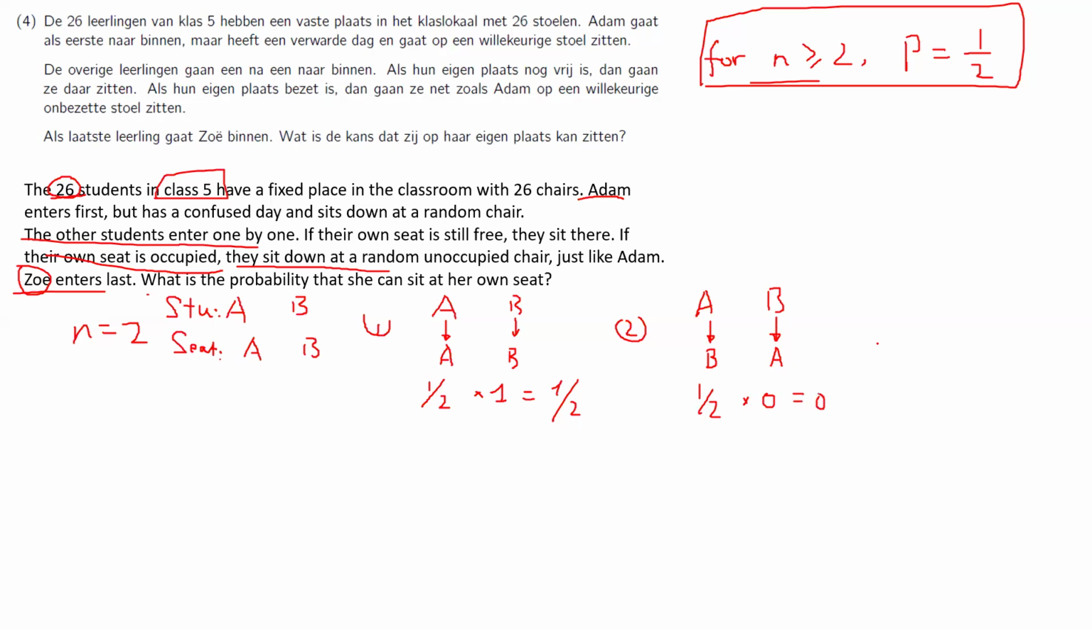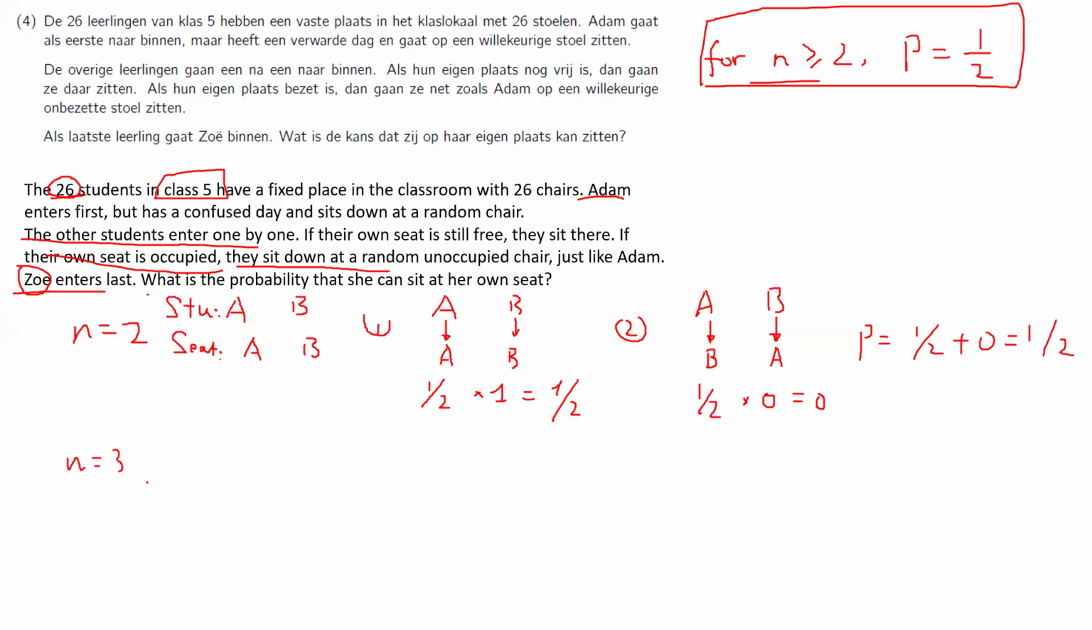So that will be 0. So in total, the P equals half plus 0, which is half. Yeah. So the statement or our claim stands for n equal to 2. Now think about n equal to 3.